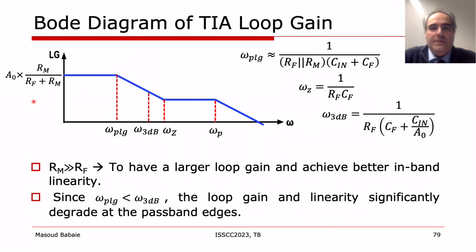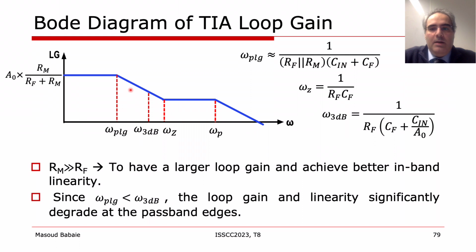At very low offset frequencies, the op-amp DC gain A0 and the ratio of Rm to Rm plus Rf determine the loop gain. Note that Rm should be much larger than Rf to achieve higher loop gain. At a frequency much lower than the filter's 3 dB bandwidth, we have a pole that reduces the loop gain by 20 dB per decade. We also have a zero located slightly above the receiver's 3 dB bandwidth.